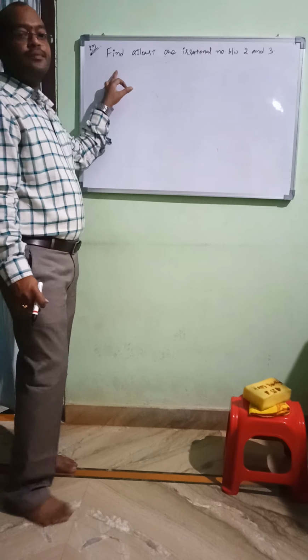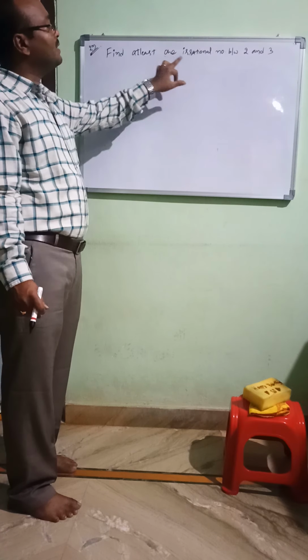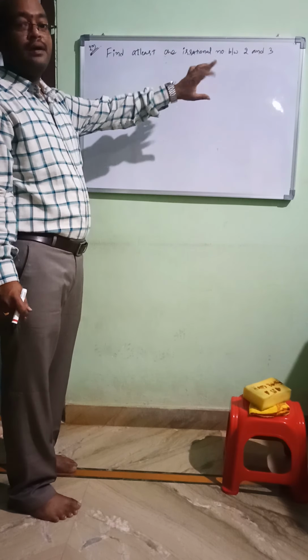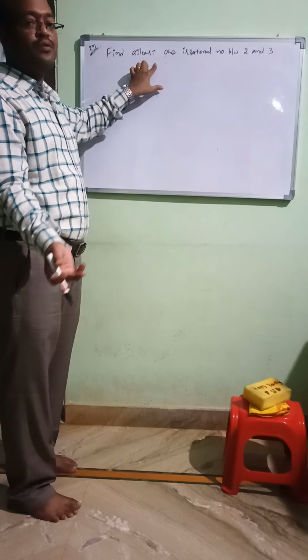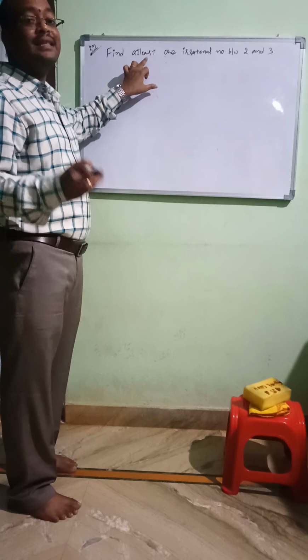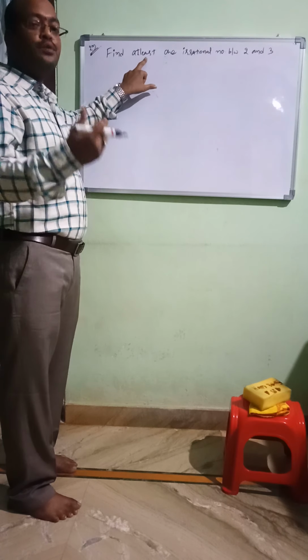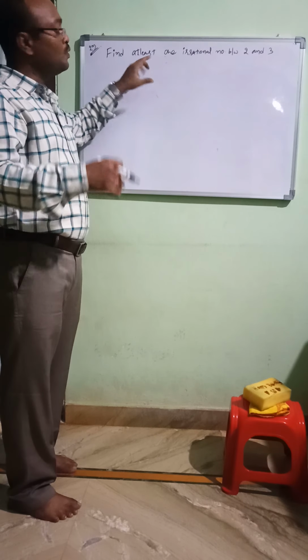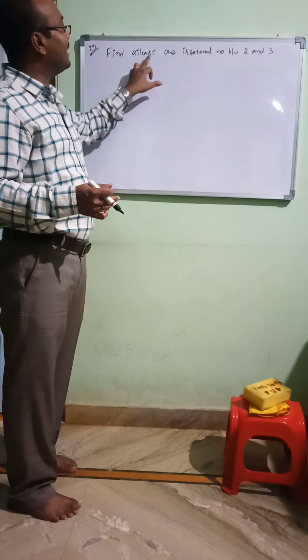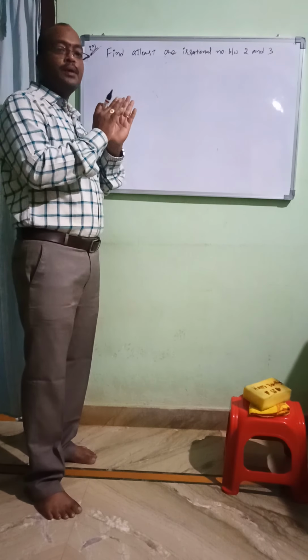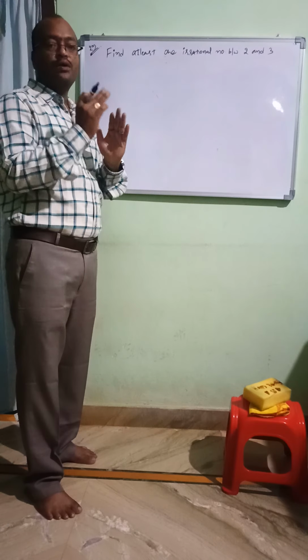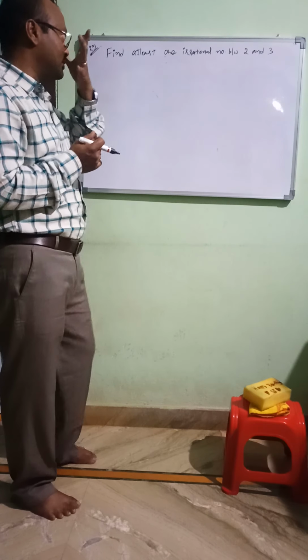In this problem, find at least one irrational number between 2 and 3. In the previous problem, for exactly one irrational number, we used the formula root AB. But at least means minimum. 1 may be, 2 may be, 3 may be, 4 may be. So more than 1. So whenever at least is given, the problem is very easy. To find more than one irrational number is very easy.